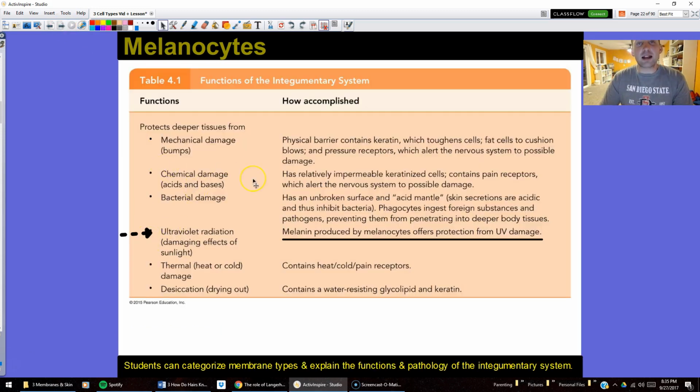So going back to the table, if you have your book open, go back to the table. This is the function that is provided by the melanocytes. Melanin is produced by melanocytes. Melanin is what prevents UV damage. So a brief overview: mechanical damage, chemical damage, bacterial damage, UV damage, thermal damage. That's a lot of damage prevented by your integumentary system. UV damage by those photons of the sun is prevented by melanin.